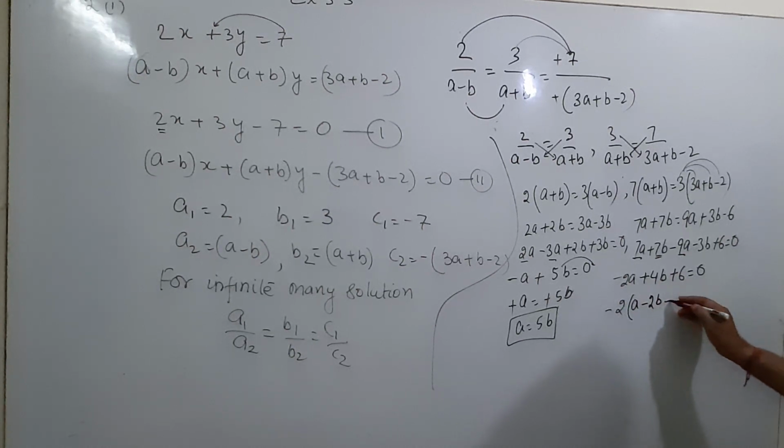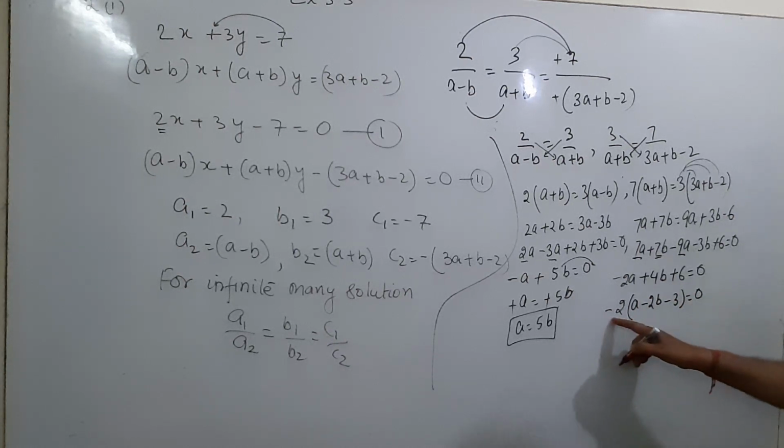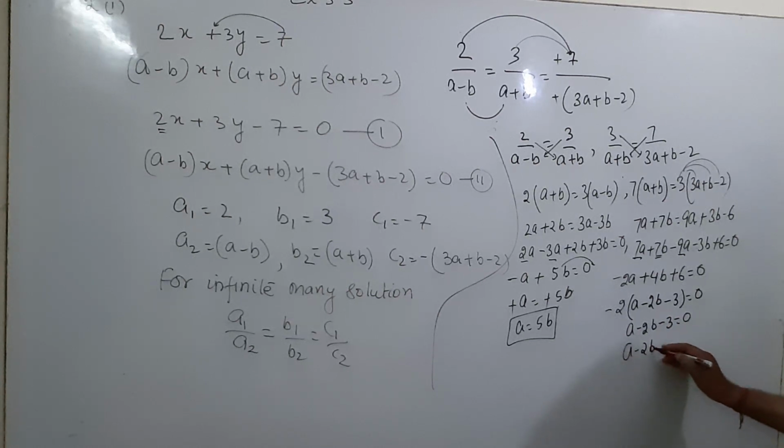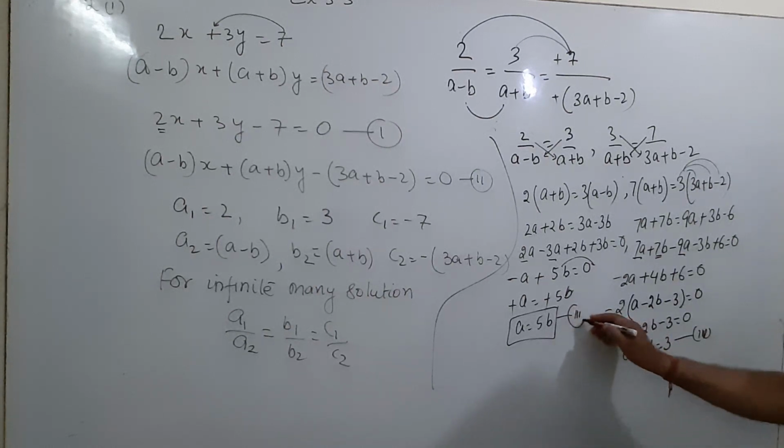What is your answer? A minus 2B minus 3 equal to 0, when we divide by minus 2 the right side will be 0. So A minus 2B is equal to 3. This is equation number 4, and this is third.